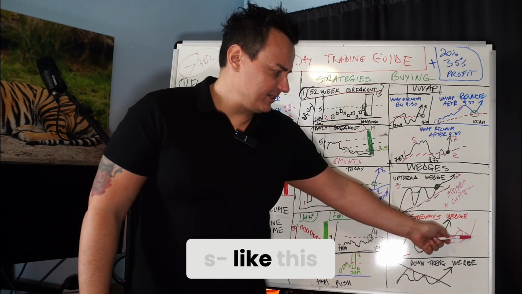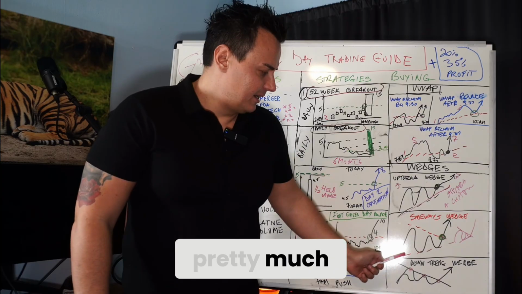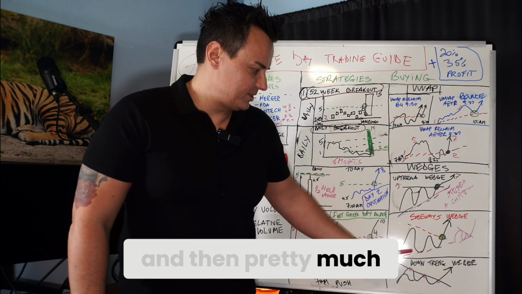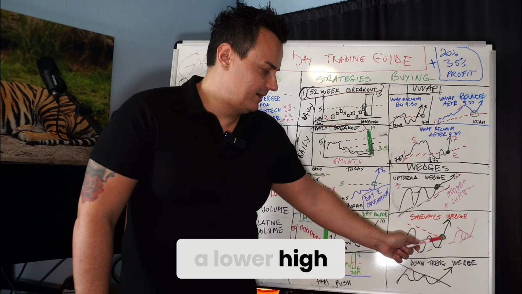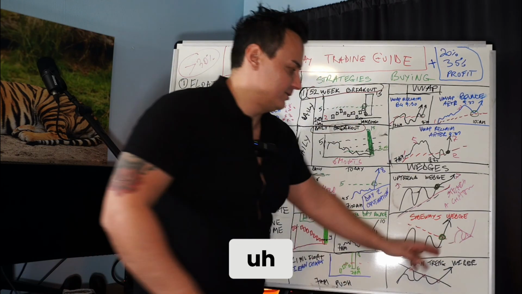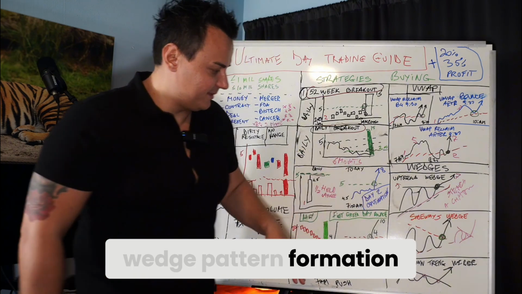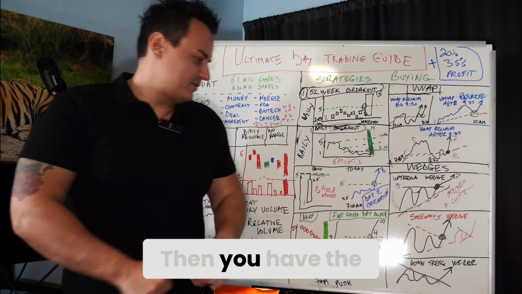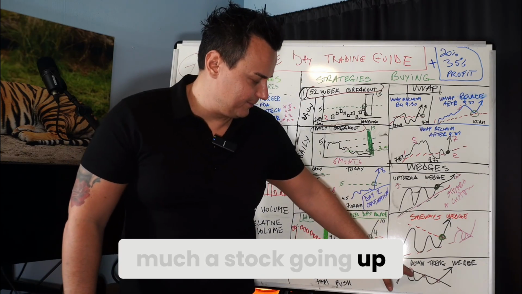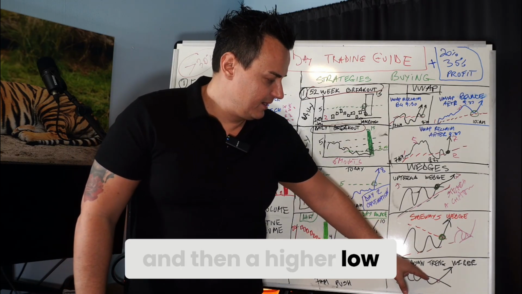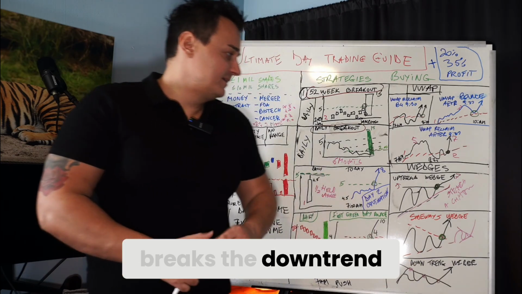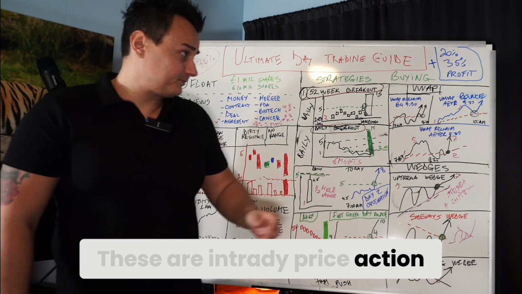For the sideways wedge, you have a stock coming down to a low, a high, a low, and then a lower low and a lower high. It gets condensed into this wedge pattern formation, and then it breaks out. Then you have the downtrend wedge, where a stock goes up, then a low, then a higher low, then a higher high, a higher low, and then finally it breaks the downtrend. These are intraday price action patterns.